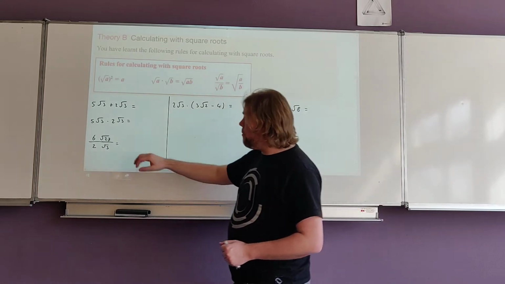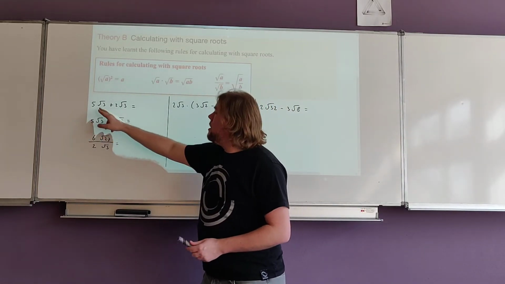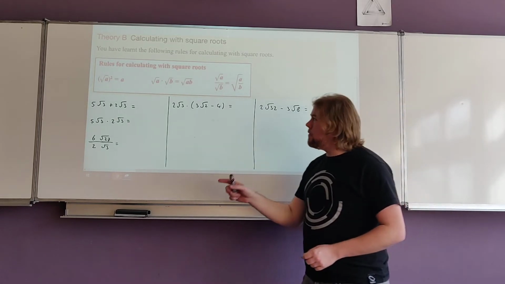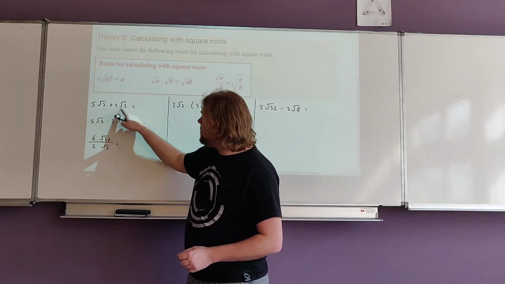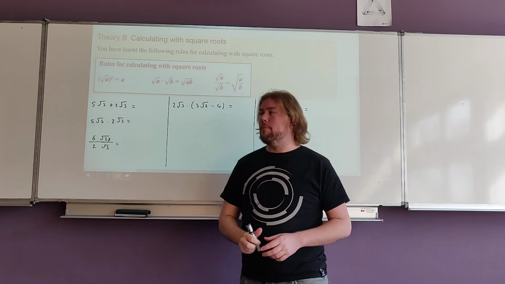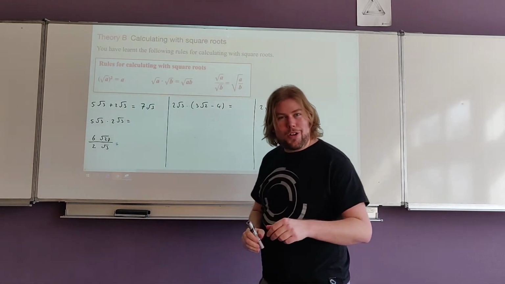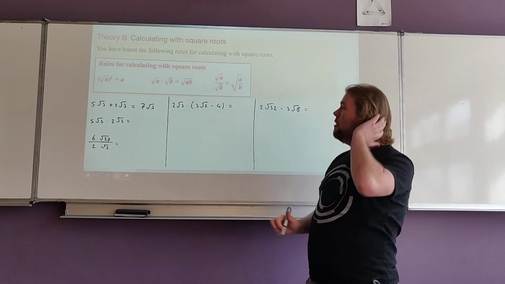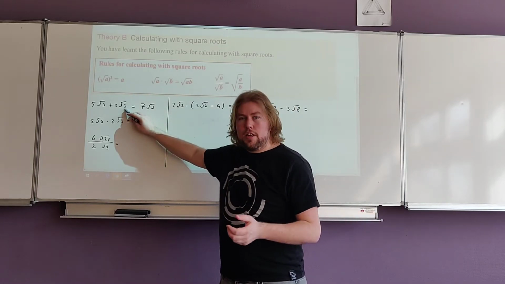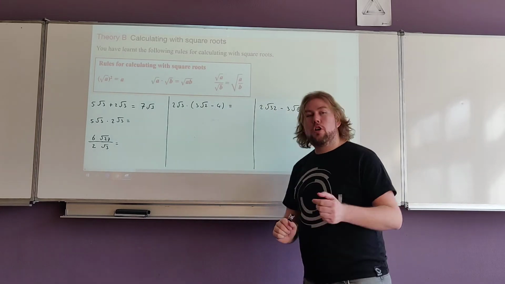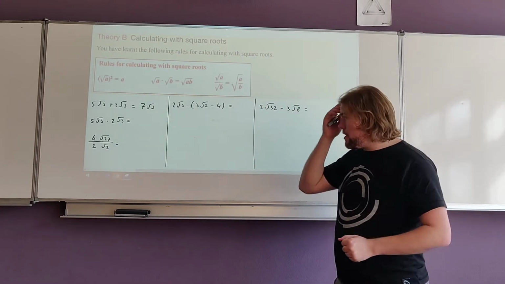Here we see the first example. I'm going to start easy. We see 5 times the square root of 3 plus 2 times the square root of 3. Now, if these square roots are the same, like over here, you can add them. So this is 7 times the square root of 3. Maybe you remember that from last year. If the square roots are different though, if this was an 8, or a 2, or a 5, then you cannot add them. And then you write down no answer, or you just copy the exercise.